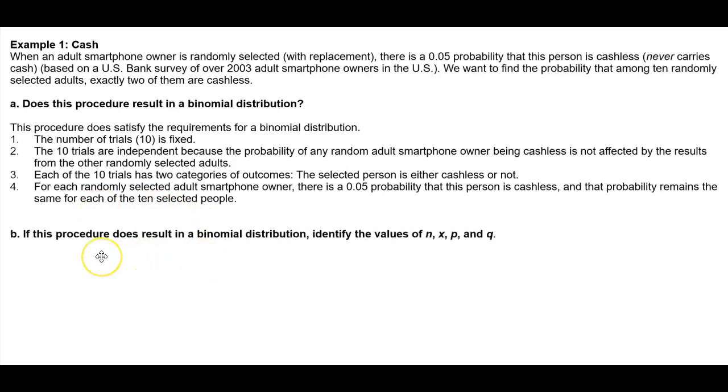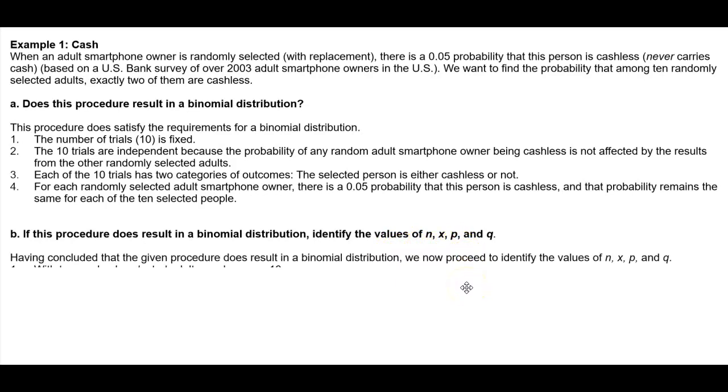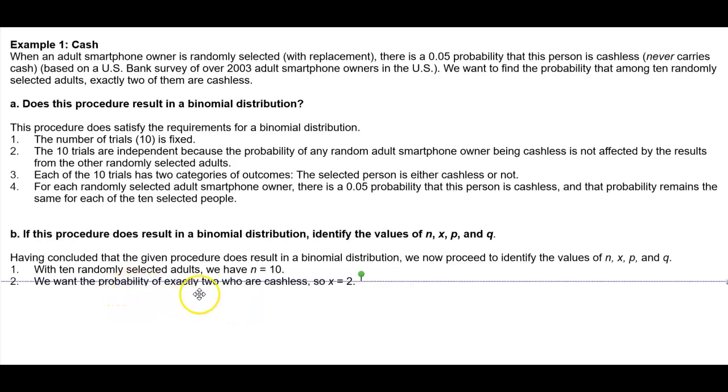Part B. If this procedure does result in a binomial distribution, identify the values of n, x, p, and q. Having concluded that the given procedure does result in a binomial distribution, we now proceed to identify the values of n, x, p, and q. Number 1, with 10 randomly selected adults, we have n equal to 10. Number 2, we want the probability of exactly 2 who are cashless, so therefore x is going to equal 2.